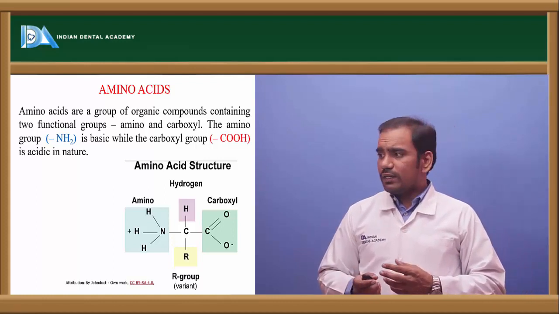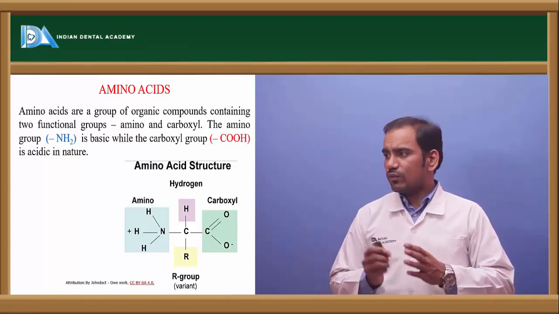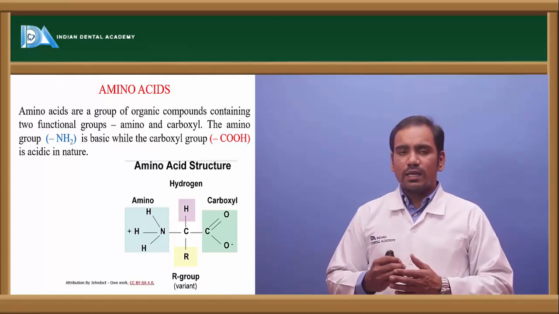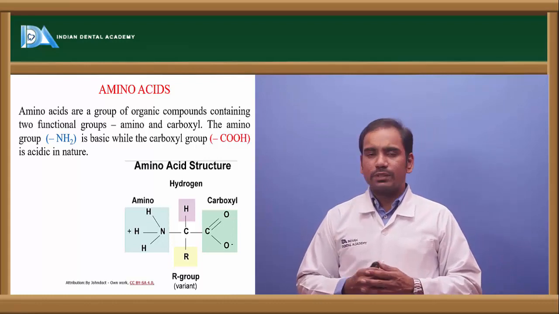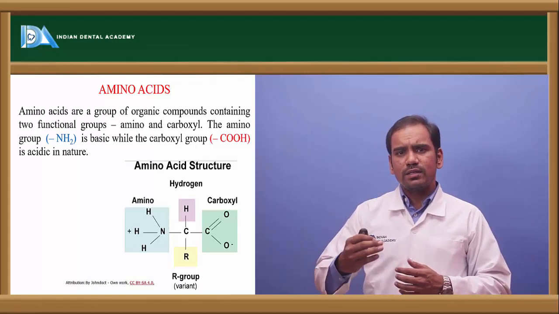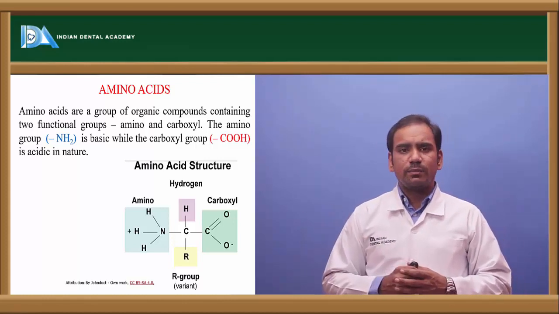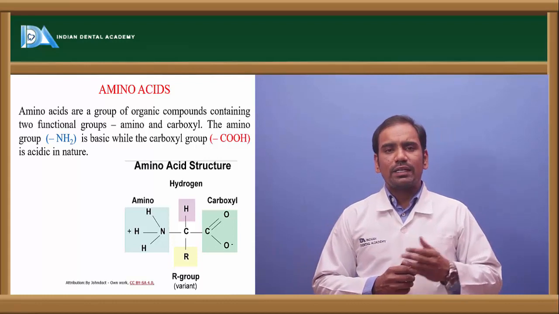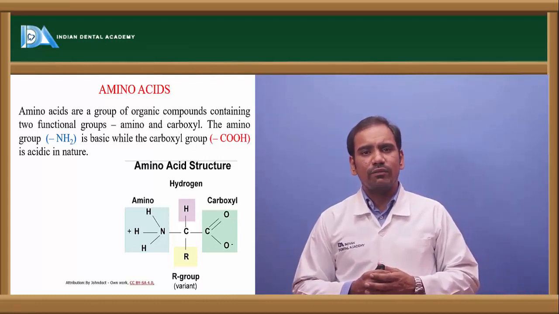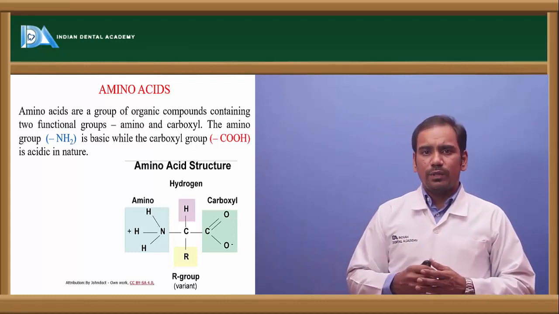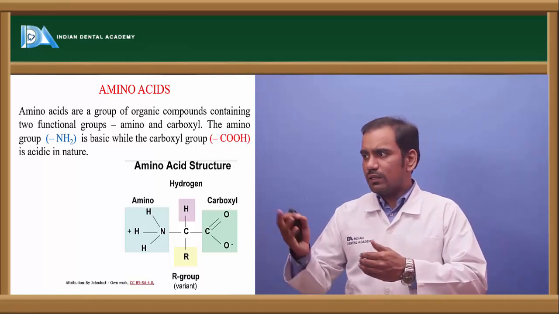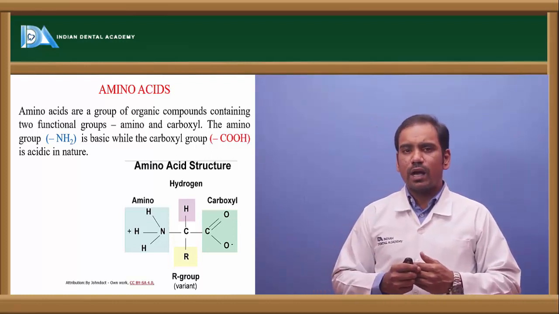Each alpha carbon in an amino acid has four different groups: a carboxylic group, an amino group, a hydrogen, and the fourth group is represented as R. All the amino acids differ from each other in the side chain, represented as R. In glycine the R group is hydrogen, whereas in alanine the R group is a methyl group.